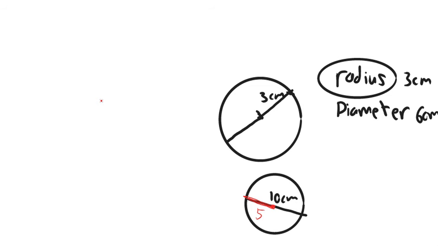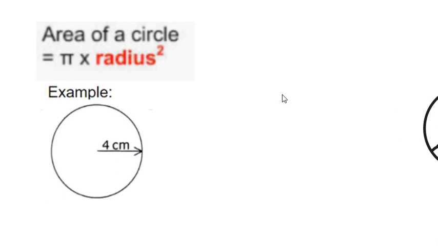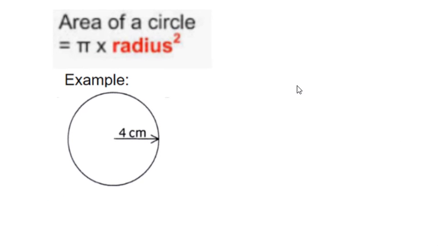So there's a couple of basic things before we start, because you need to understand that before you look at the area of a circle. The radius is always half of the diameter, and the diameter is always 2 times the radius. So depending on what you're given in these questions, you might have to either double the radius or divide the diameter by 2. So let's look at this anyway.